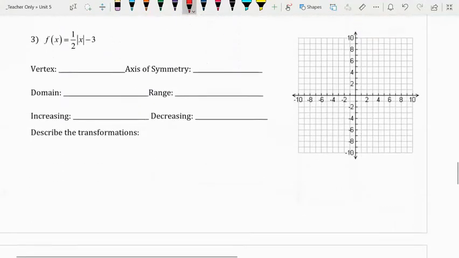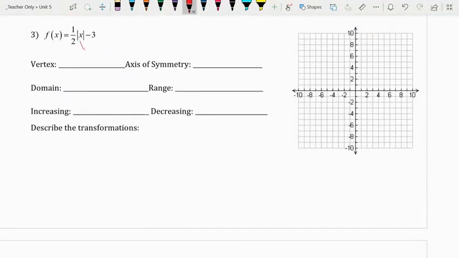For number 3, we start off the same way by taking out our vertex. There is nothing on the inside with our x, so if there is nothing there, it would be a 0, not a 1. If there was a 1, it would say -1. And then obviously -3 is our y value, so 0, -3. Again, our axis of symmetry is always x equals whatever this x value is. And this -3 is going to be used in the range at some point.